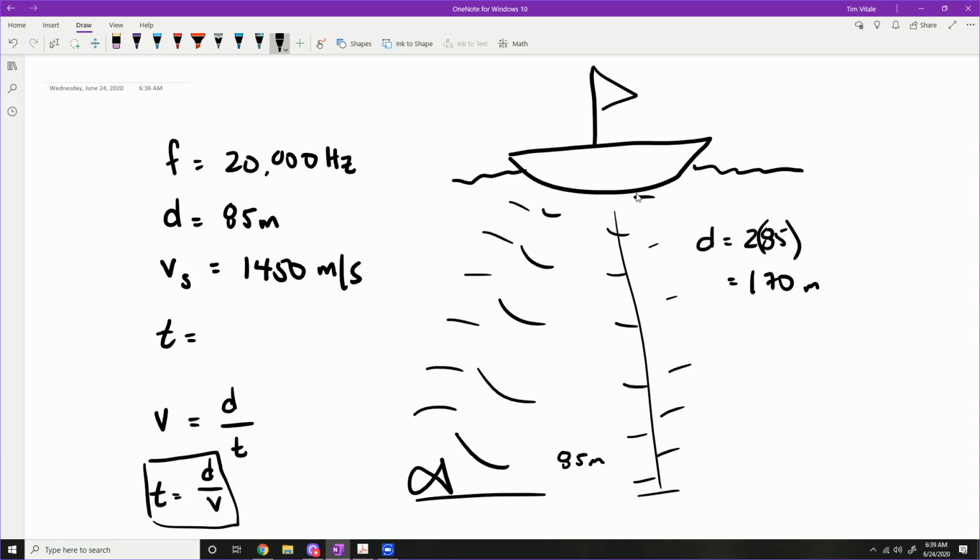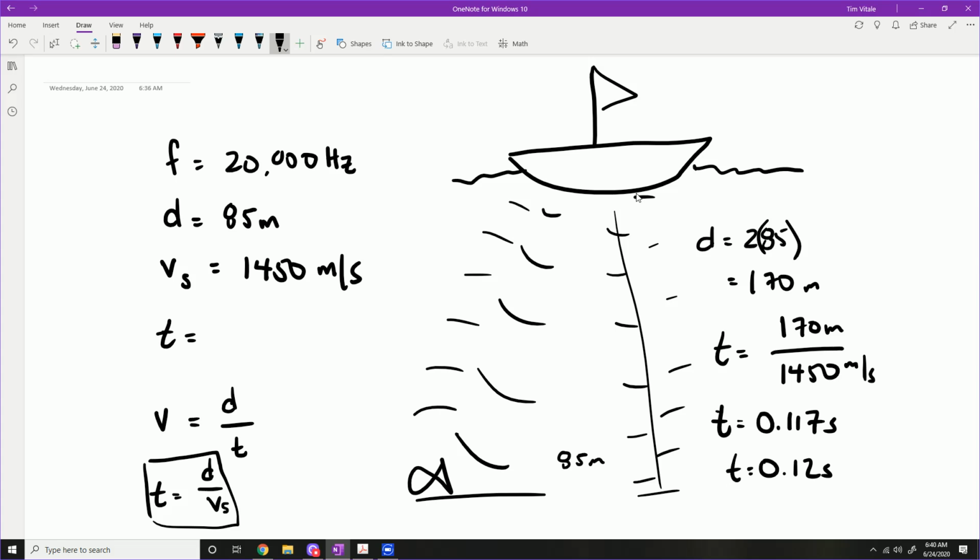And the speed actually isn't given to you in the problem, but if you look up in a table, I think in the textbook, or you can Google it, the approximate speed of sound in freshwater is 1,450 meters per second. So let's go ahead and plug this all into the equation. So distance is 170 meters, and the speed is 1,450 meters per second. When you put that in the calculator, what you're left with is t is equal to 0.117 seconds or 0.12 seconds. That's the minimum time between pulses.